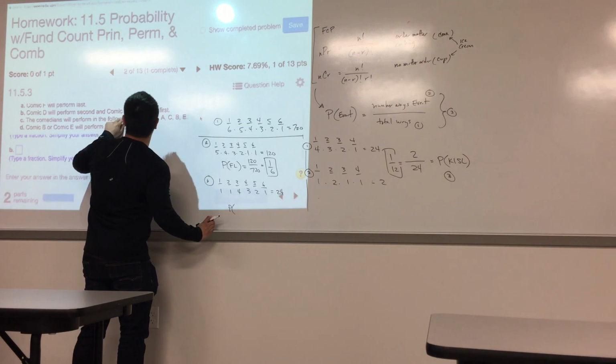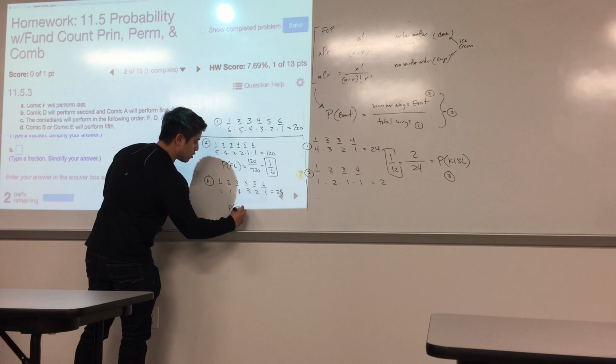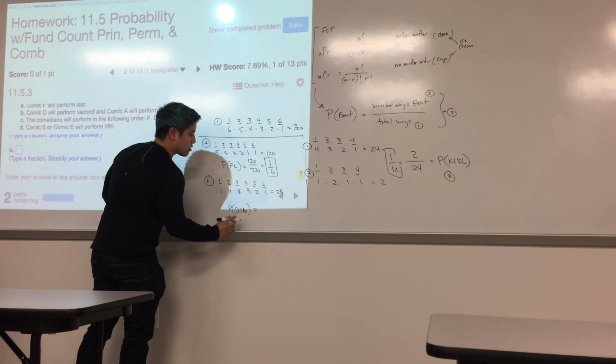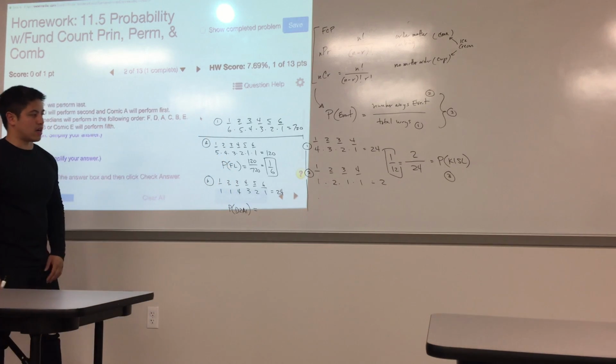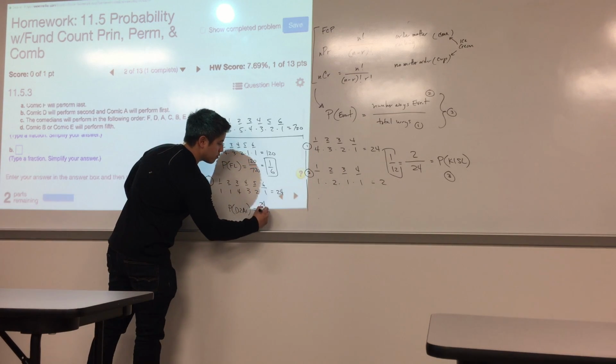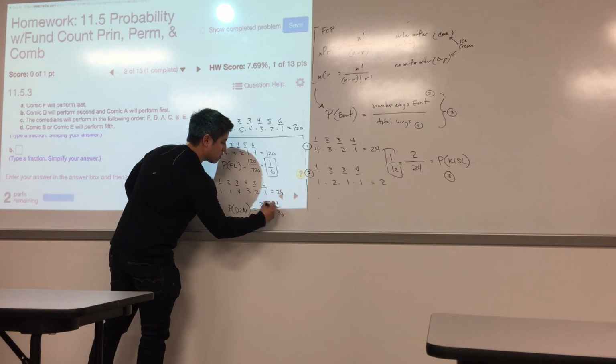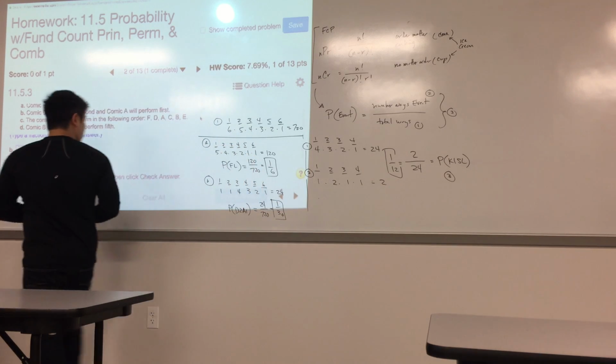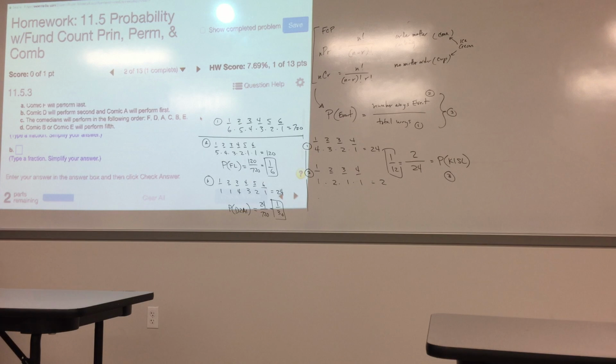And so now, the probability of D second, A first. What's the fraction setup? 24 over 720. And now the answer is 1/30th. There you go. Nice job. Let's keep going. Part C.